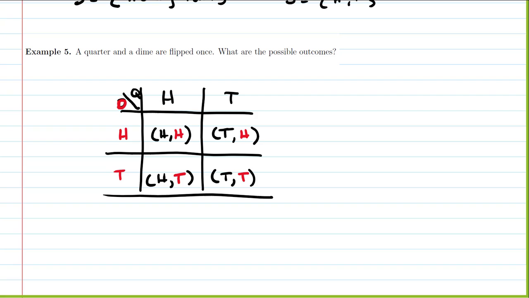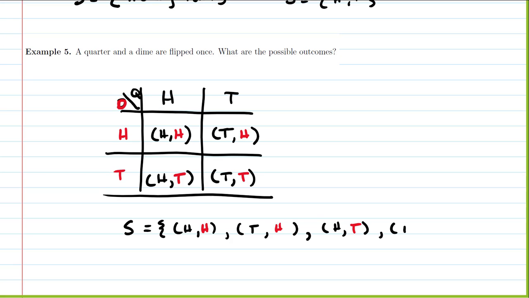So then my set of possible outcomes would be the following. I could have a head and a head. I could have a tail and a head. I could have a head and a tail. And I could have a tail and a tail. So then we've listed or enumerated all possible events.